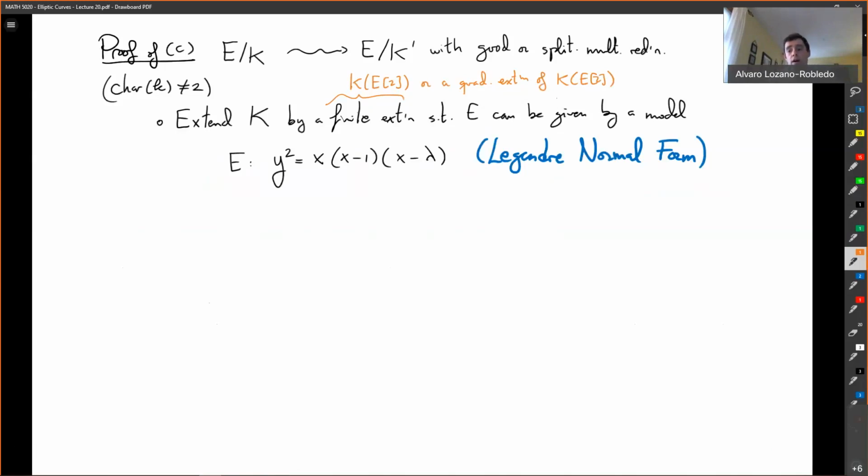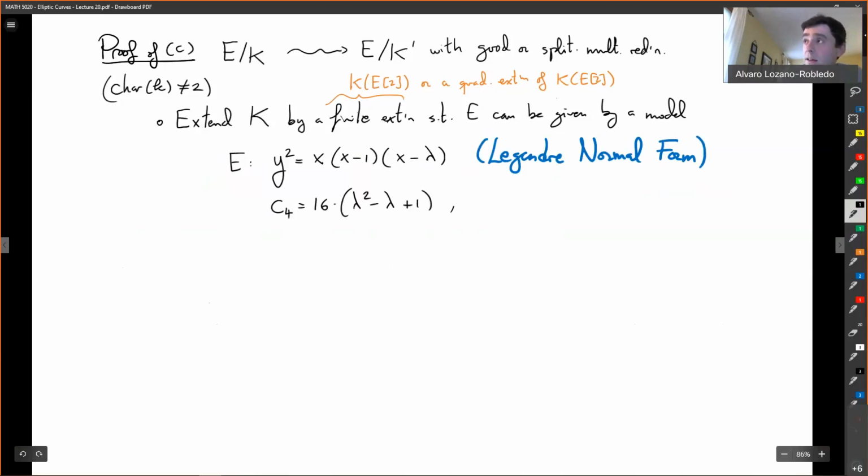Once you have a Legendre normal form, it turns out that this is a nice form to work with, because c4 is precisely 16 times (lambda squared minus lambda plus 1), and delta is 16 times lambda squared times (lambda minus 1) squared. So now there are going to be 3 cases. Here is case 1.